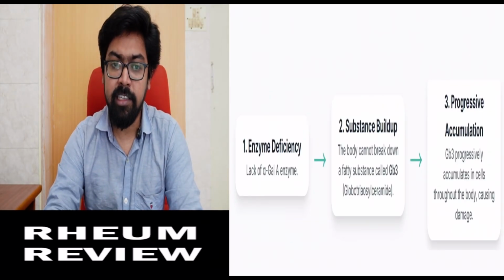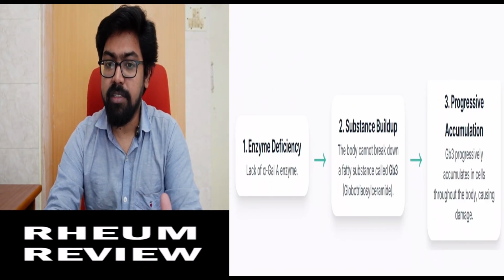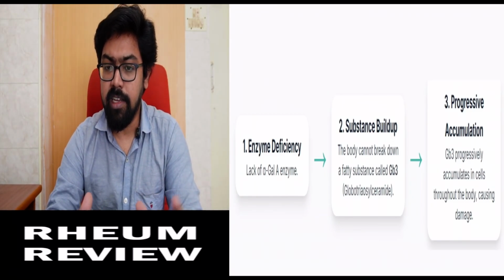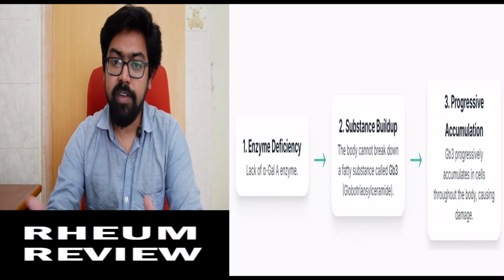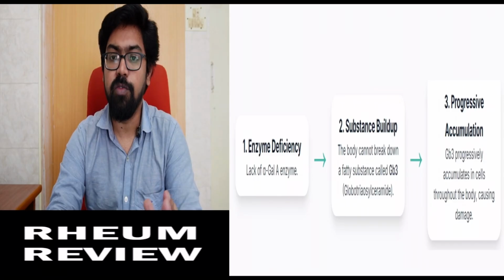It is characterized by an enzyme deficiency, that is alpha galactosidase A, which leads to substance buildup, that is GB3, globotriaosylceramide. This enzyme is necessary to break down GB3, which is a fatty substance. If there is an enzyme deficiency in the lysosome, this GB3 will accumulate. This progressive accumulation leads to tissue damage. This is the basis of Fabry's disease.